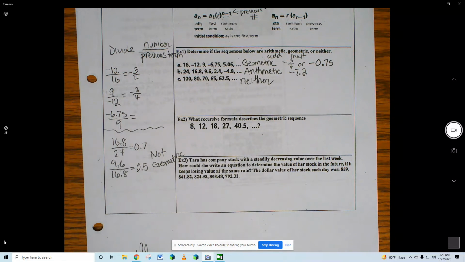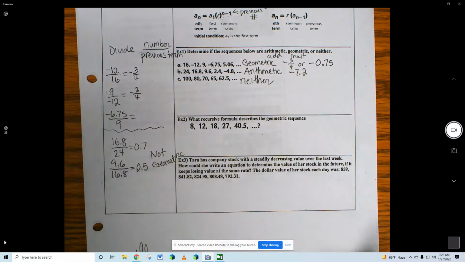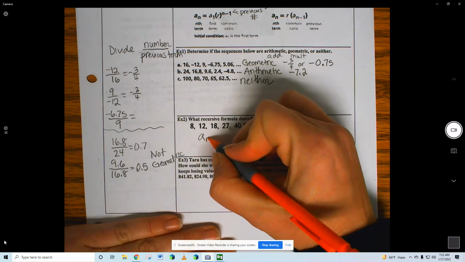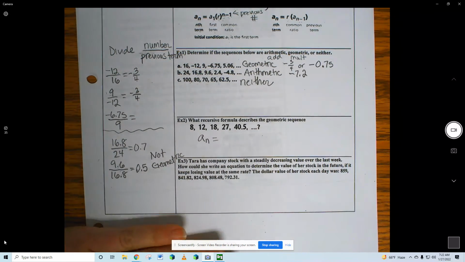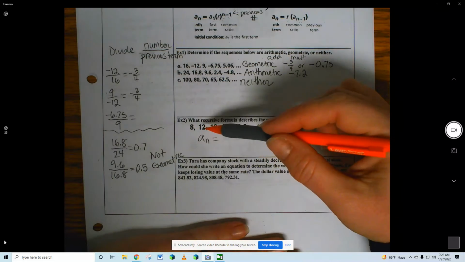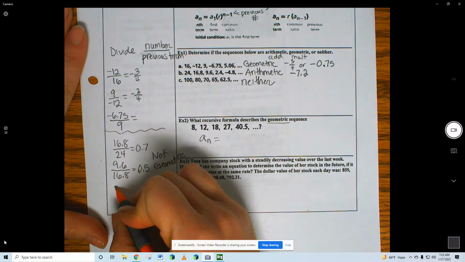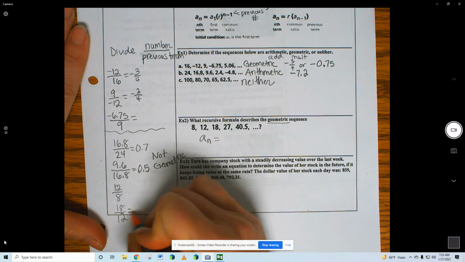So, 8 to 12, recursive formula. Here we go. The recursive formula means a sub n. I don't put anything at the beginning. I just write a sub n equals the common ratio. What's the common ratio? Eight to 12, 12 to 18. It's geometric, so I better do this on the side. 12 divided by 8. 18 divided by 12. What's that common ratio?